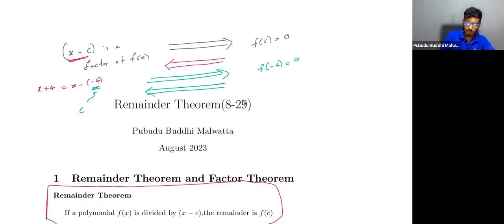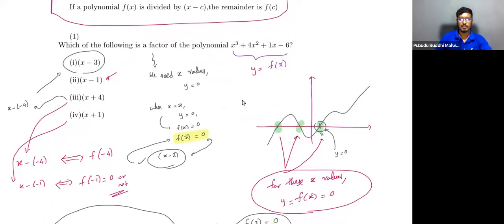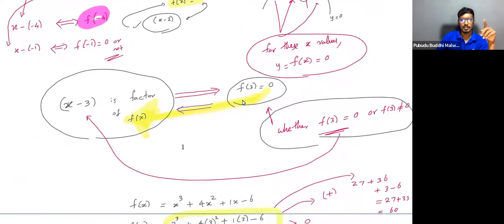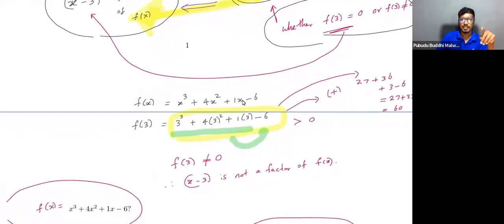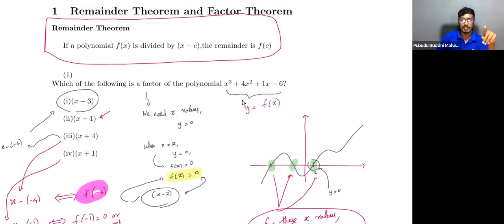So for this problem, actually we follow this path like this. So that's why we check whether f of minus 4 equals 0 or not. Right? You can try that. You will get a value that's not equal to 0. But we got f of, sorry, what we got here? Yeah, f of 3 does not equal 0. Therefore, x minus 3 is not a factor.